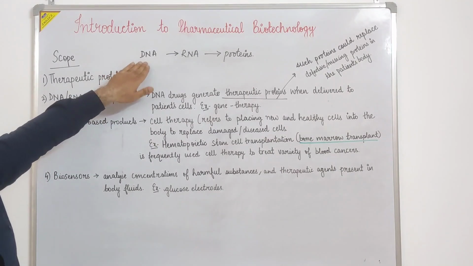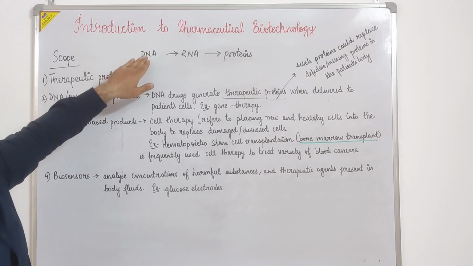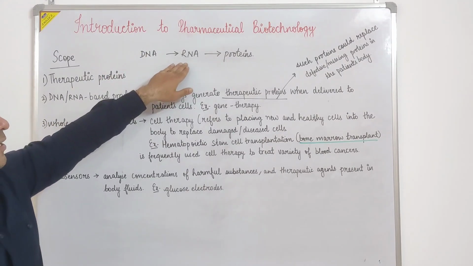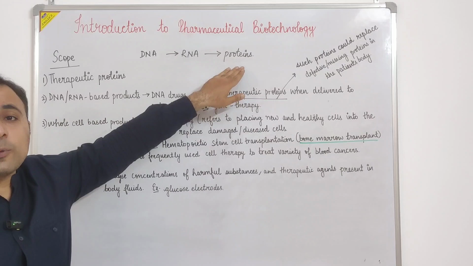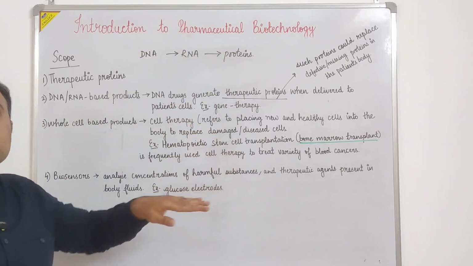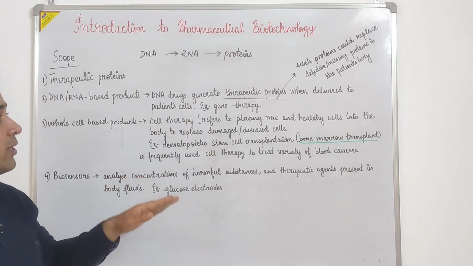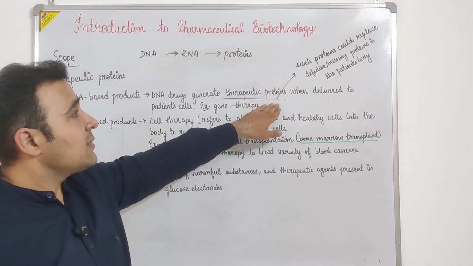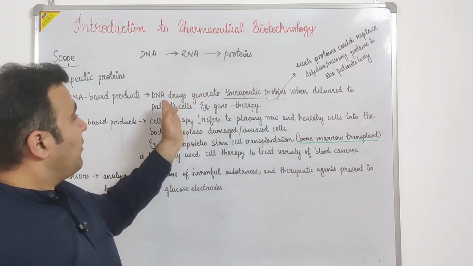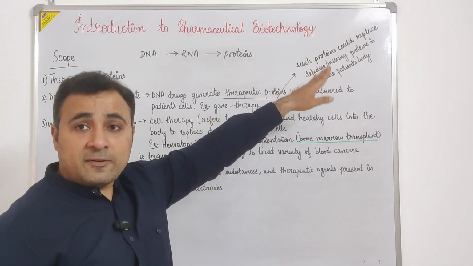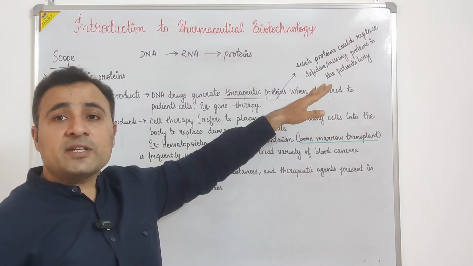We deliver DNA directly into the human cell. That DNA produces RNA, and then RNA produces the respective therapeutic protein, which was otherwise missing in the patient's body. So these therapeutic proteins, when produced, replace the defective or missing proteins in the patient's body.